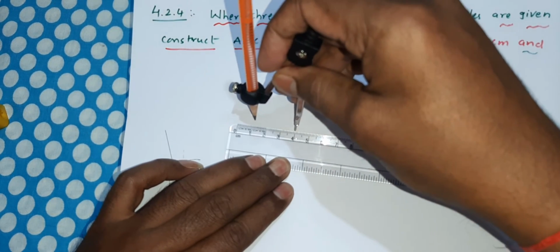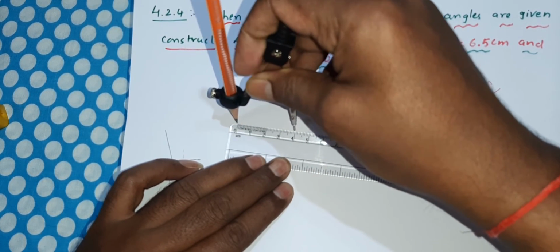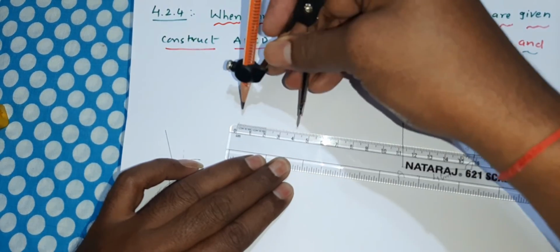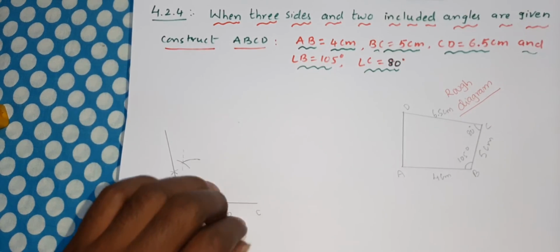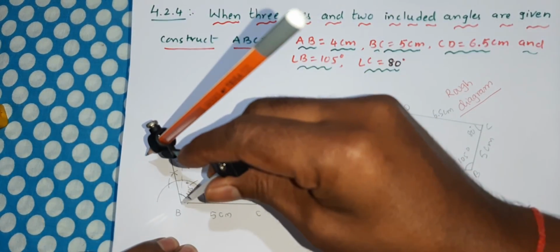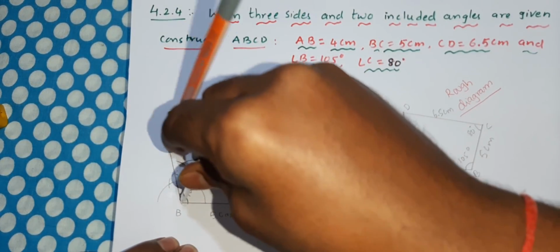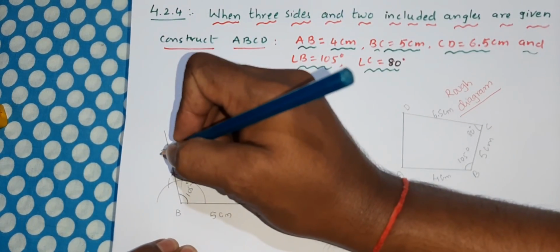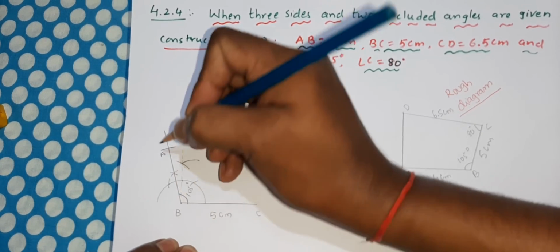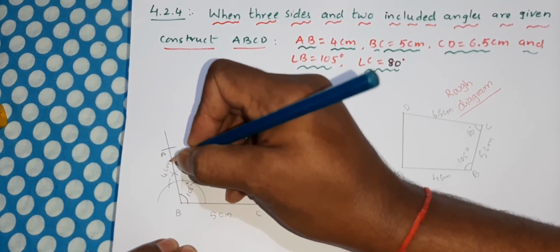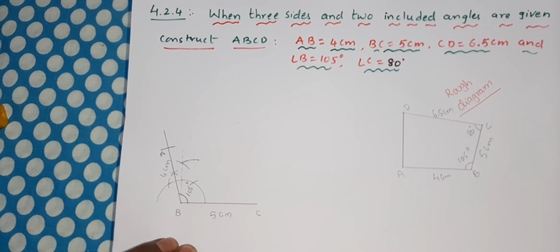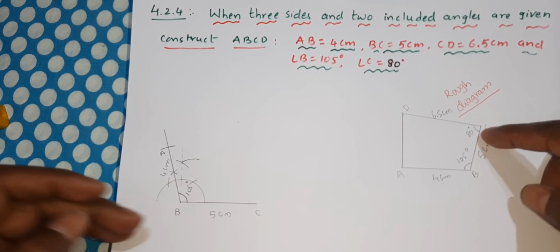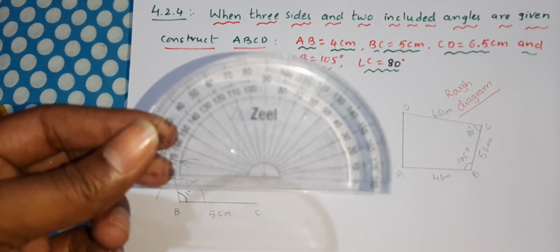Then draw the arc. Take center as B. Right? 4 centimeter. Then take center as B. Draw the arc. That is A. This is point A. AB is 4 centimeter. Right? Now we need to construct 80 degrees. So 80 degrees we will construct with the help of a protractor.